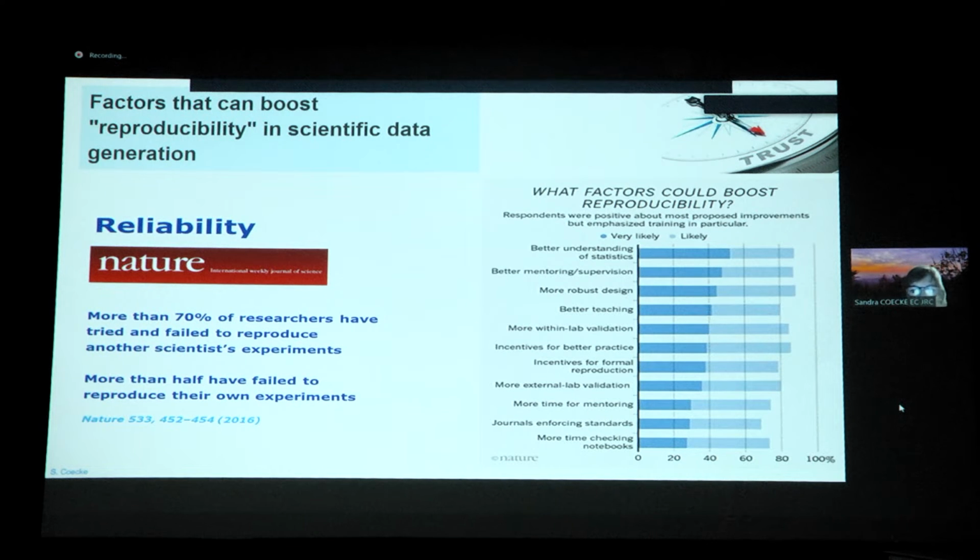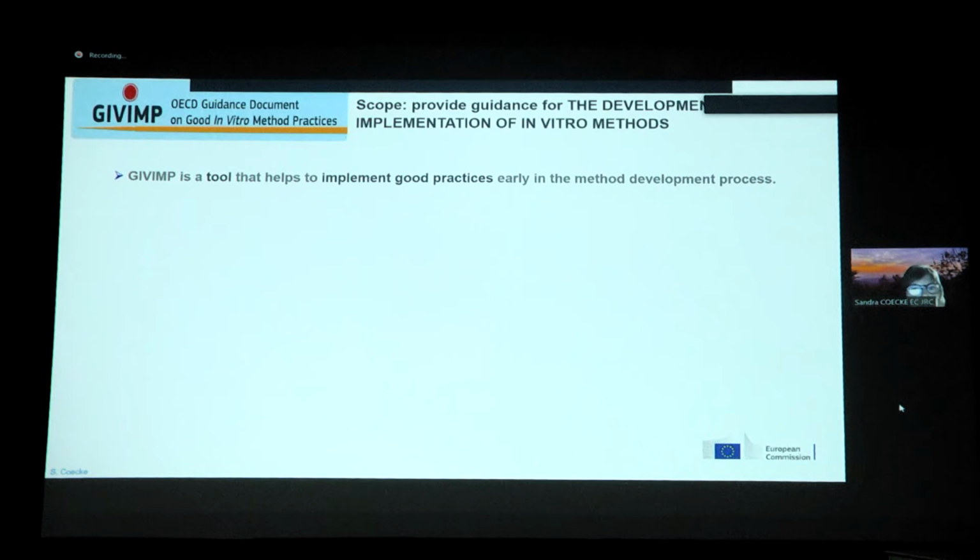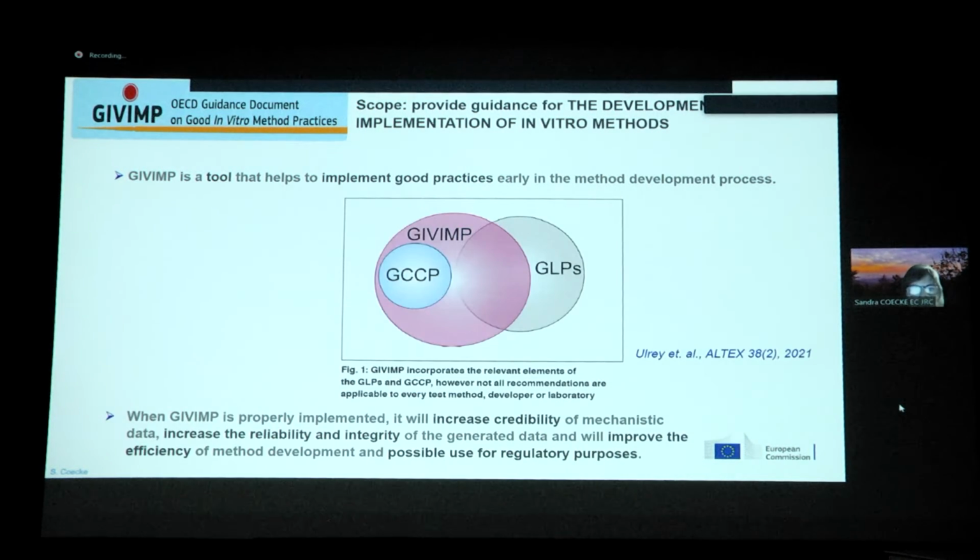Incentives for better practice, external lab validation, journals enforcing standards, I would say organizations enforcing standards. And this is something which is still work to be done, not finalized. We have been working with many to get this good in vitro method practice guidance at OECD. And today in this session, we will talk together on GCCPs, GCG giving, and GLPs.